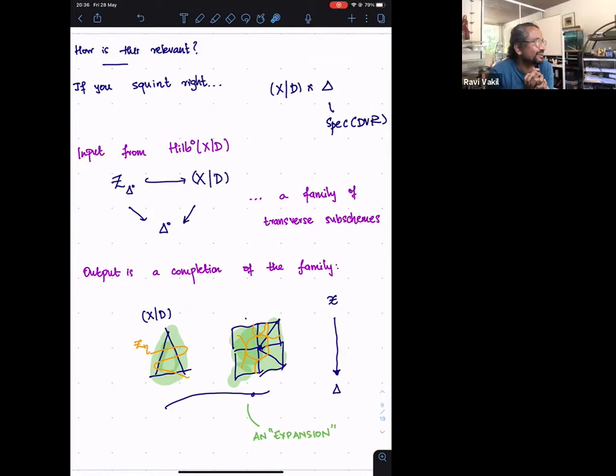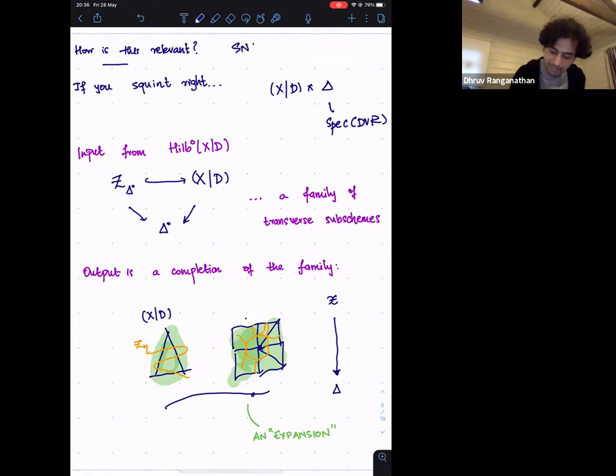SNC, you may want to define SNC? Oh yeah, sorry, I should have said that before. Yeah, simple normal crossings. So what I mean by this is I'll say that X rel D is an SNC pair if X is a smooth variety and D is a Cartier divisor and its irreducible components, when they meet, look like coordinate planes in affine space locally.